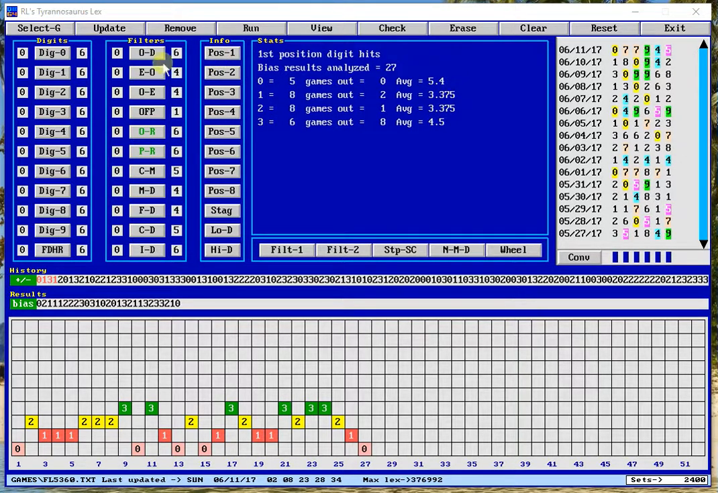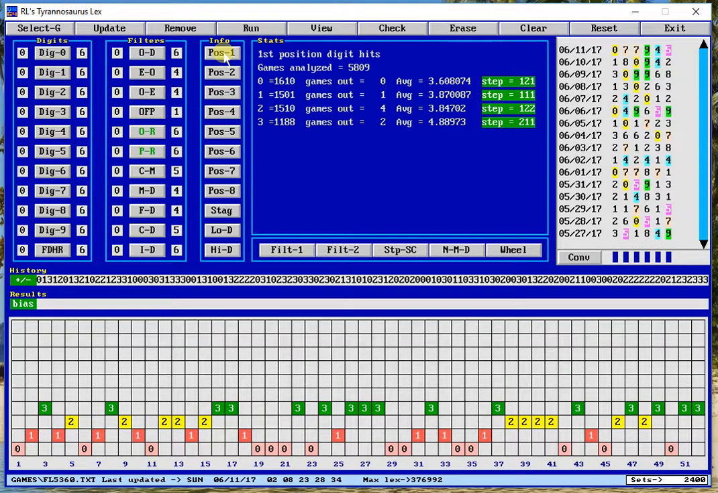Basically, the bias, this is for the T-Lex, but the way the bias works is basically each position has its own bias. So if I click on position 1, for instance, it'll tell you the possible numbers here, how many times they've drawn in the total history of the game, how many games out they are, and what their averages are. The bias is right down here. It basically shows the history.